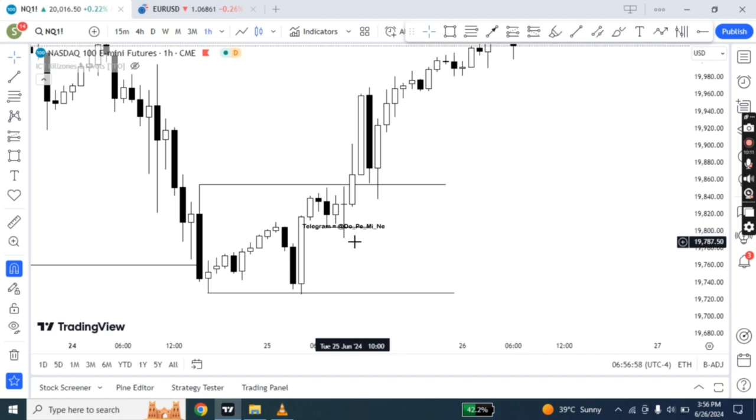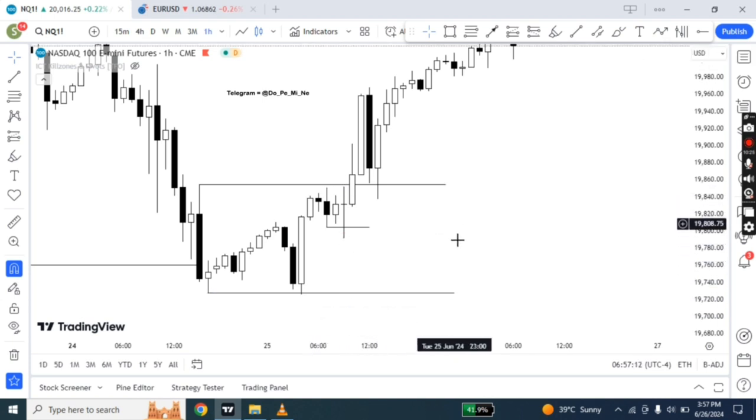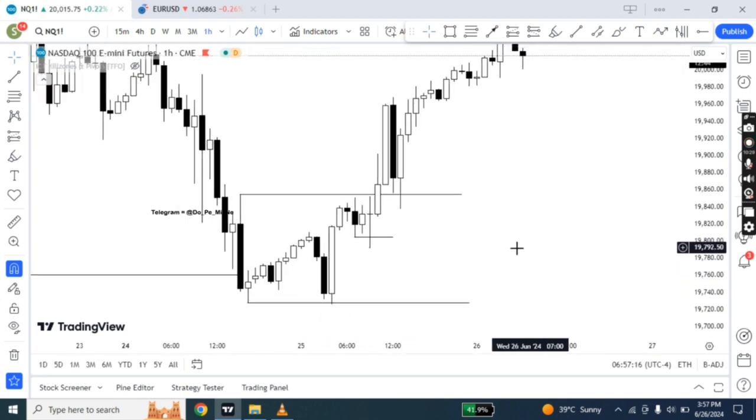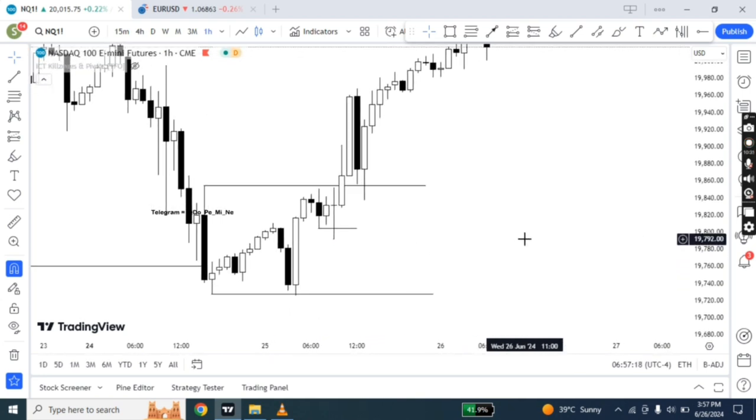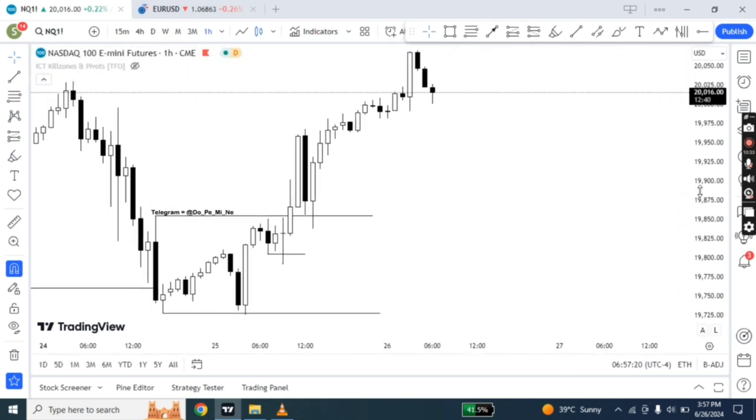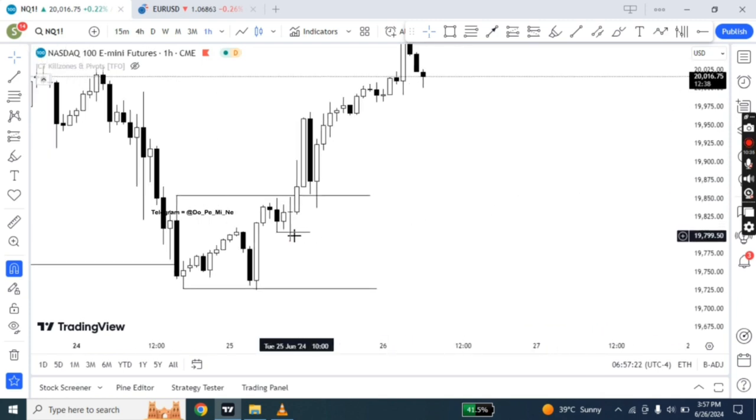But on top of that, I waited for this CRT to be purged at the right time, and that CRT purged at the 9 a.m. key time. And that's why I said in the beginning of the video that this model was based on the 9 a.m. model. The reason is that the purge occurred during the 9 a.m. candle, and that's why I had so much faith in this CRT that it's going to work out. And I traded that CRT on the 5-minute time frame.